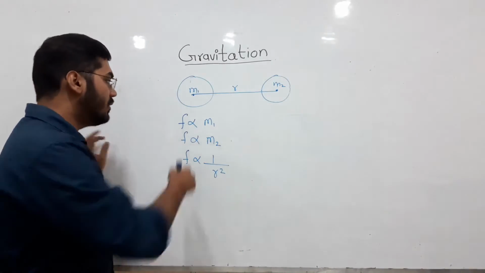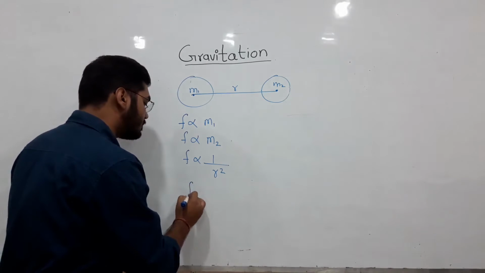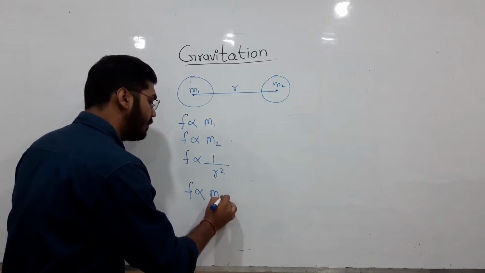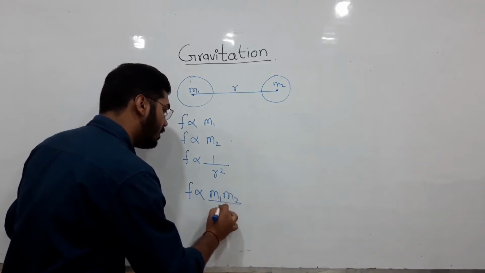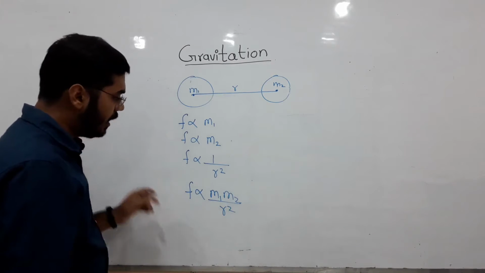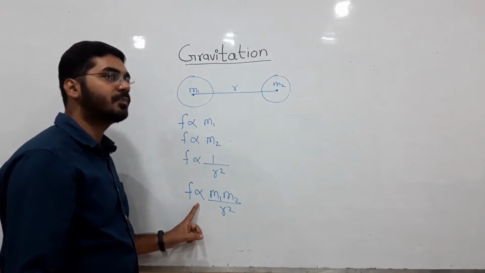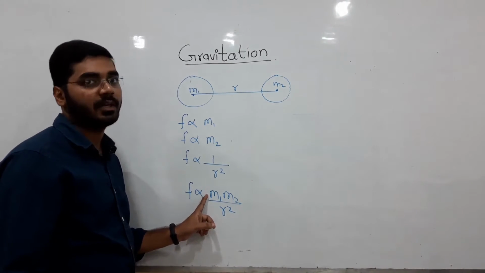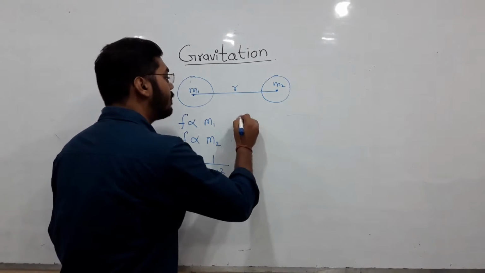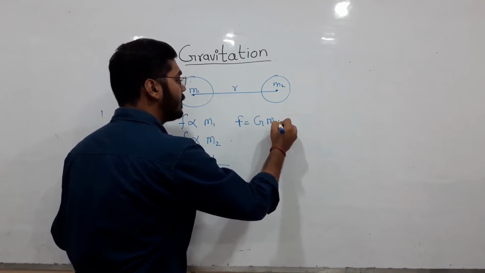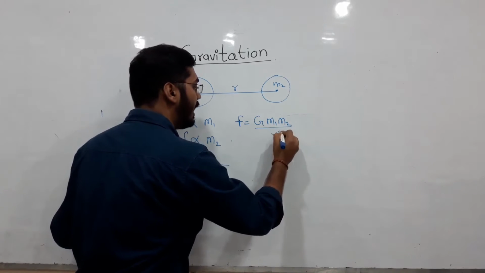So if we combine all the equations, what we can say is force is directly proportional to m1 m2 upon r square. So there is a proportionality sign here. If we want to remove this proportionality, then the constant of proportionality has to come. So force is equal to G m1 m2 upon r square.